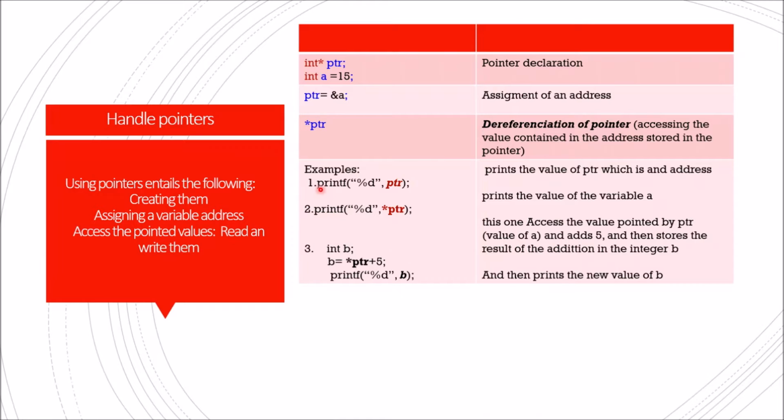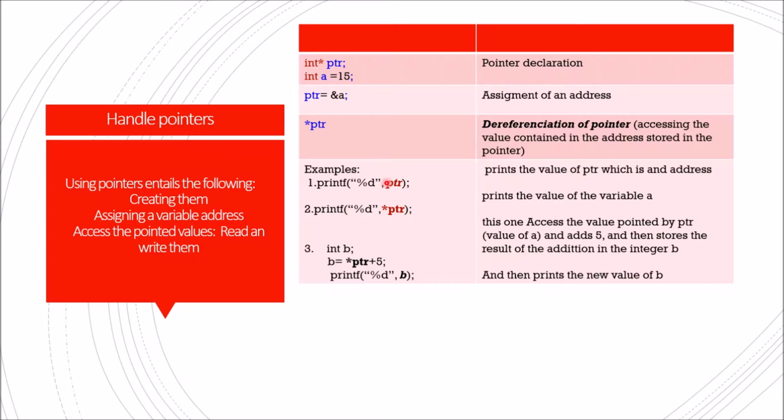So we have here two examples. In this statement we are using printf to print the value of ptr. Remember that ptr is a pointer, so the value it contains is an address, so it will print an address. However, in this other statement, the value changes because we are printing ptr being dereferenced. So we are not printing the address, but we are actually extracting the value within the address pointed to by ptr.